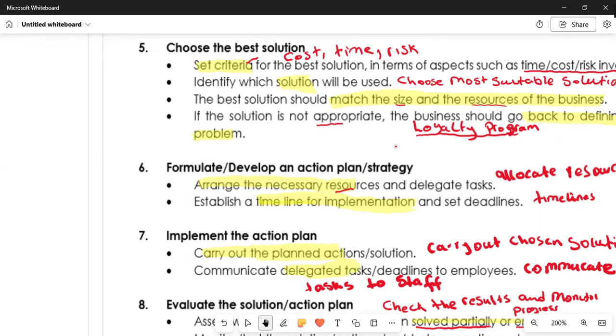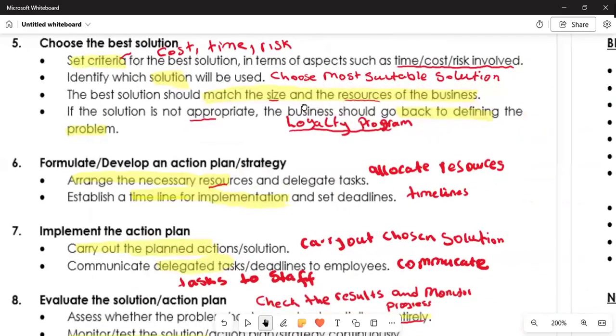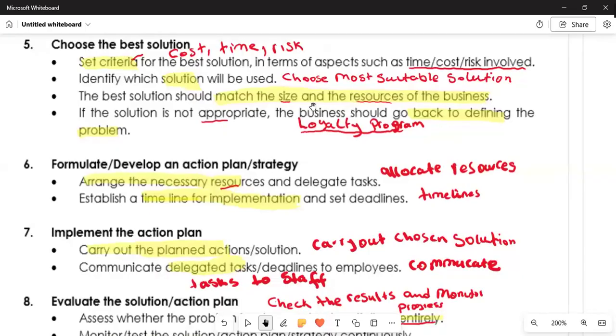Here, this is where by now you're going to choose the best solution. That is very important. Now let's say the best solution that you're going to come up with is a loyalty program. So that is the solution that we are going for.